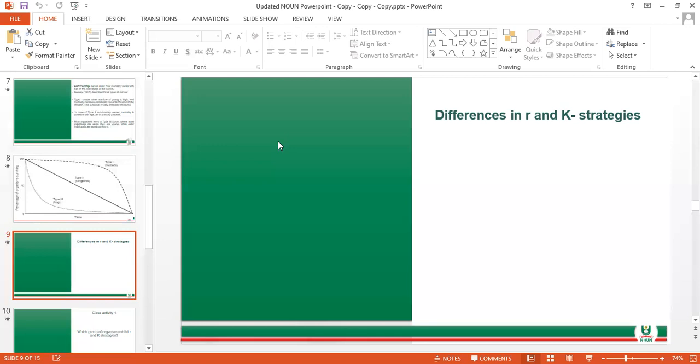When we talk about their sizes, the r strategy organisms are very small in size, whereas the K are very large. And we already said they reproduce rapidly, so their reproductive rates are very fast; they grow fast and reproduce fast. Whereas for the K strategy, reproductive rates are slow, especially for humans, it takes 9 months after fertilization of the eggs for them to give birth to their young one.